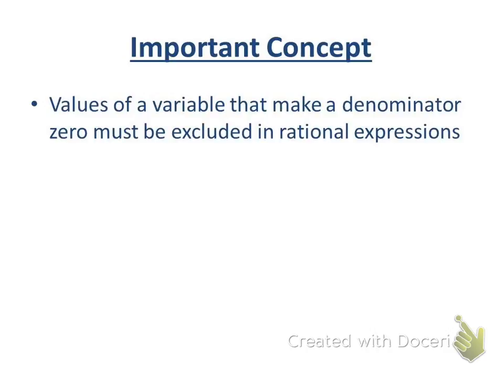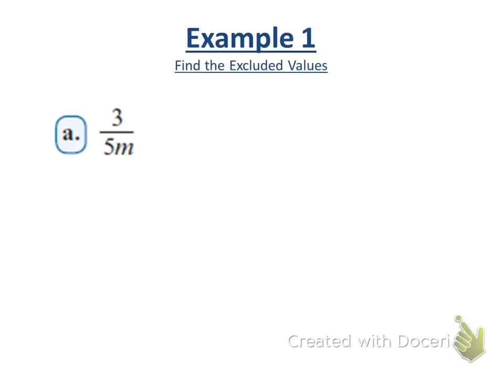One important concept is, and this is not new, none of this first stuff that we're doing is new, values of a variable that make a denominator 0 must be excluded in rational expressions. So we need to at least be mindful of the values that are excluded from our expressions when we are working with these things. For example, what value of m is excluded in this particular expression? M cannot be 0 in this expression, because if m equals 0, then our expression is undefined. 5 times 0 is 0, so 0 in the denominator is a bad thing. Undefined.